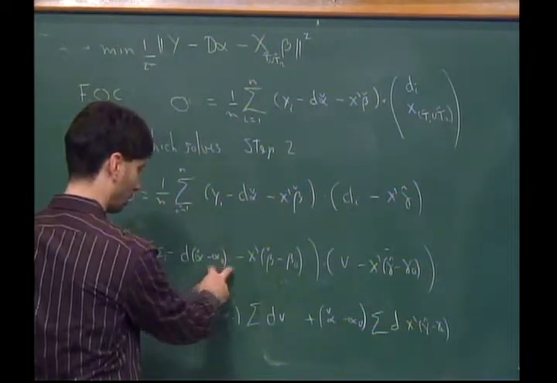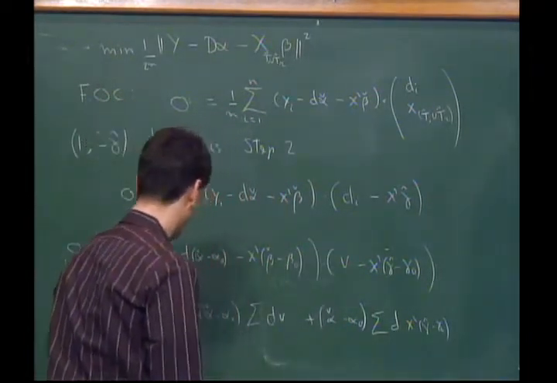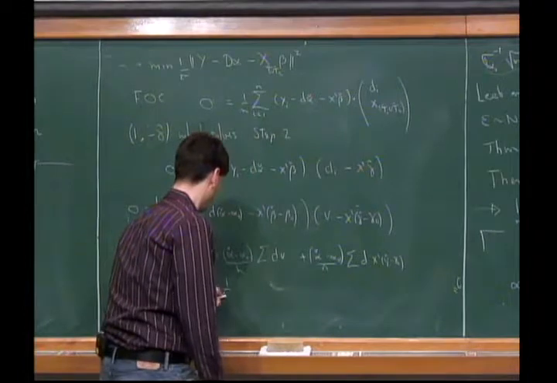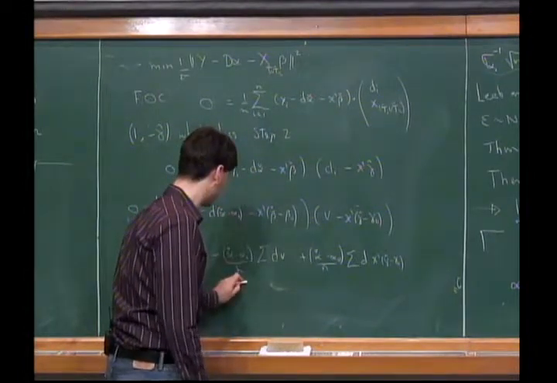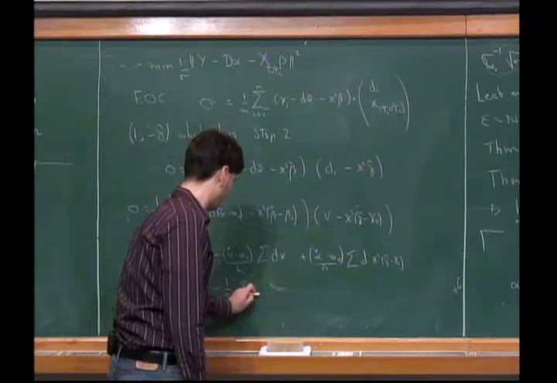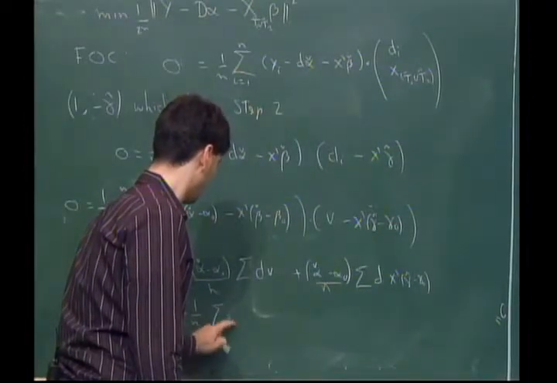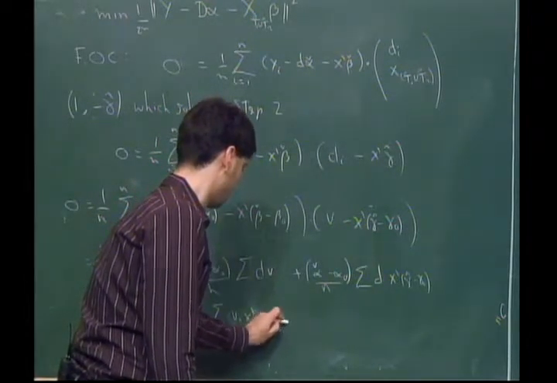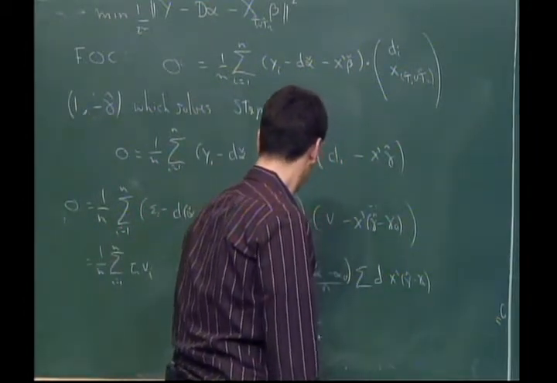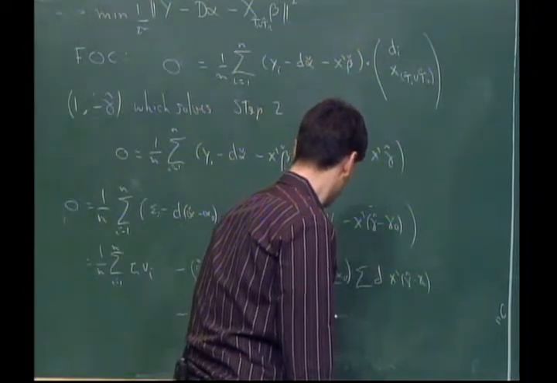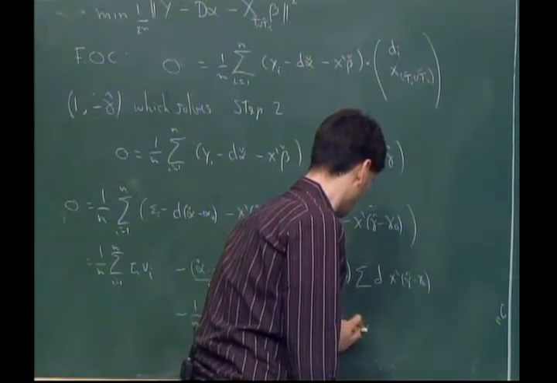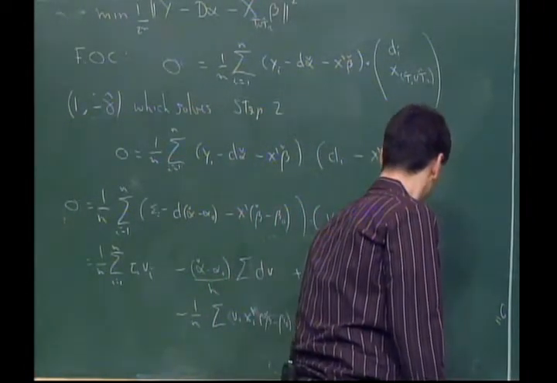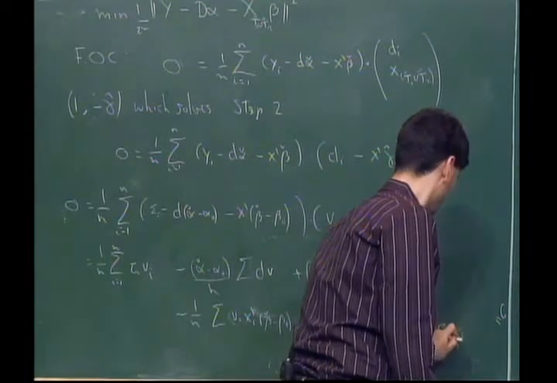So these I took care of, and now the third one, minus 1 over n of this third term, summation x v i beta check minus beta naught, plus summation 1 over n x beta check minus beta naught x gamma hat minus gamma naught.